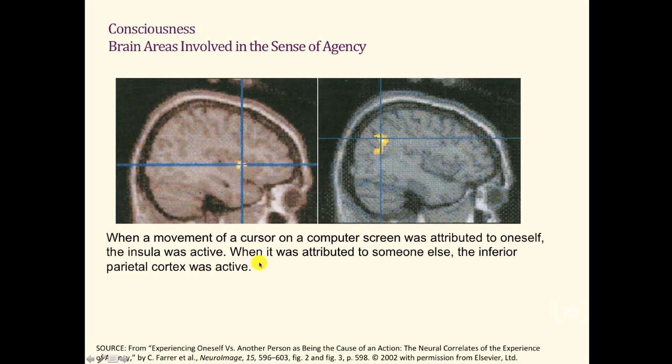When instead it seemed that someone else was controlling the cursor, then we see that the insula is no longer active, but instead the inferior parietal cortex becomes active. So when I'm doing it, it's my insula that kicks in and demonstrates this activity, that sense of agency. But when it's attributed to someone else, then it just gets processed by the parietal cortex.